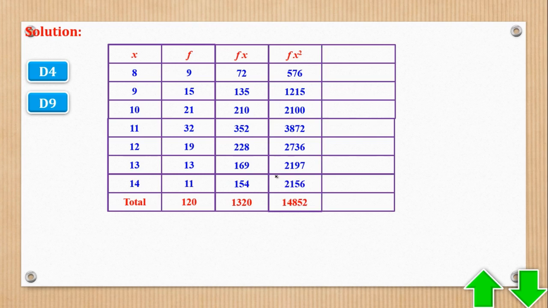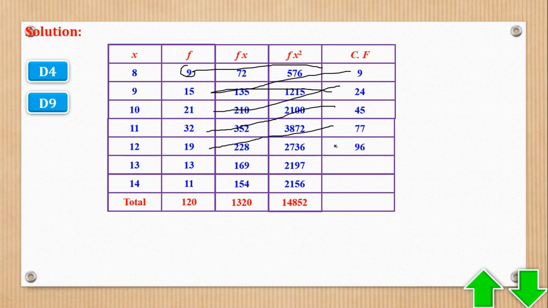Now because they ask for the decile range, we need a column of cumulative frequency. So first value put there this. The 9 plus 15 gives you 24. 24 plus 21 gives you 45. 45 plus 32 gives you 77. 77 plus 19 gives you 96. 96 plus 13 gives you 109. 109 plus 11 gives you 120. And that will be the column of cumulative frequency.